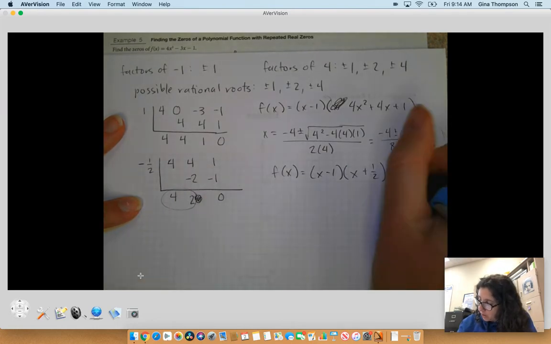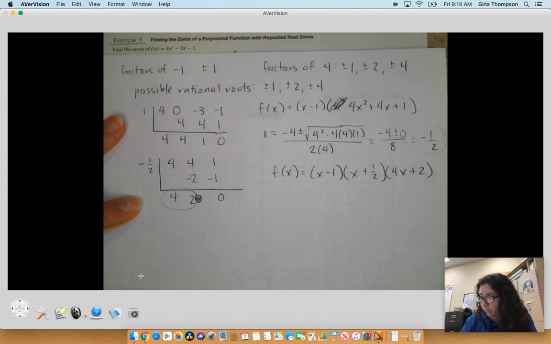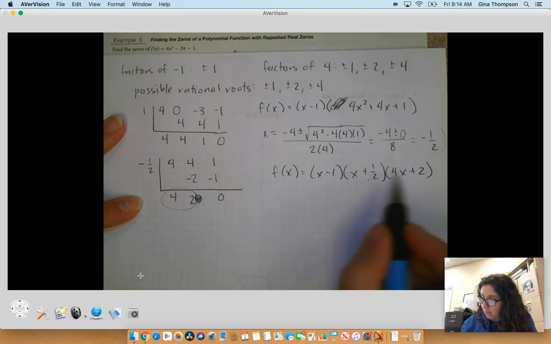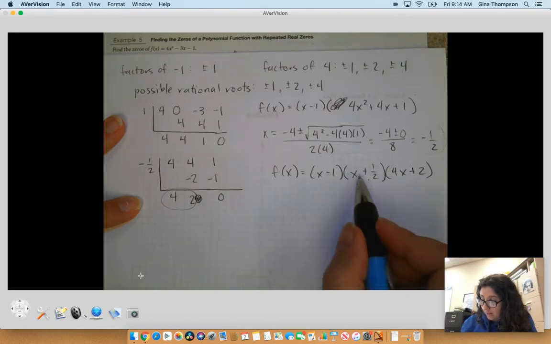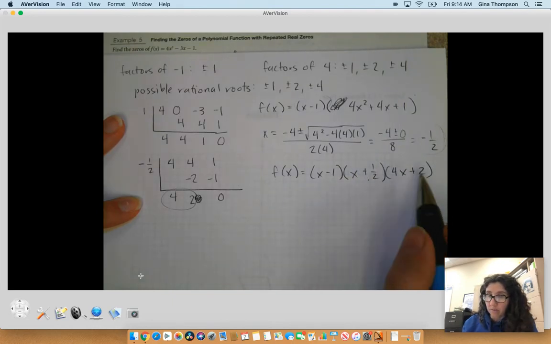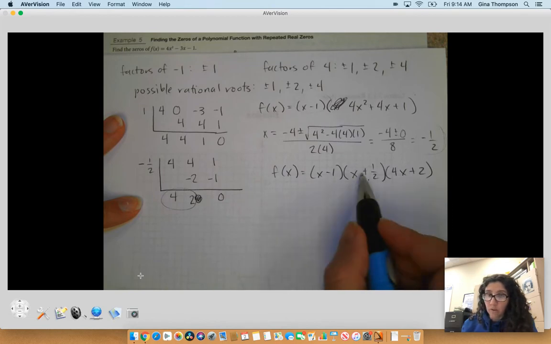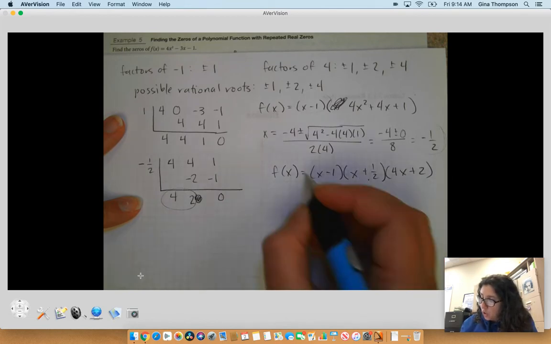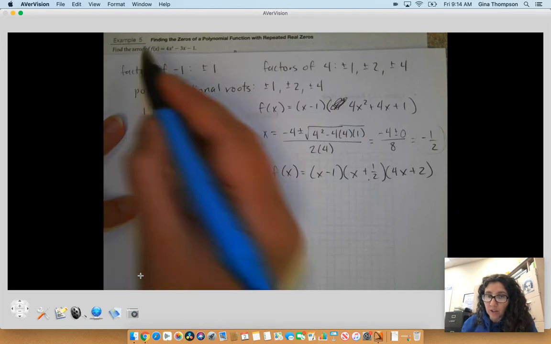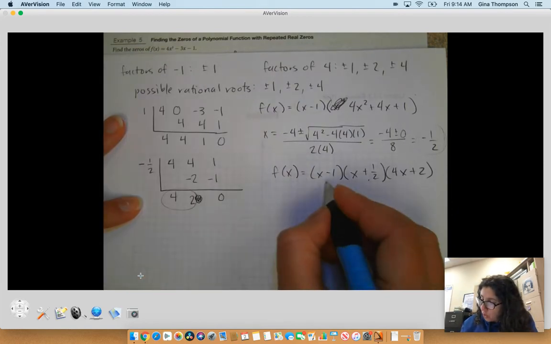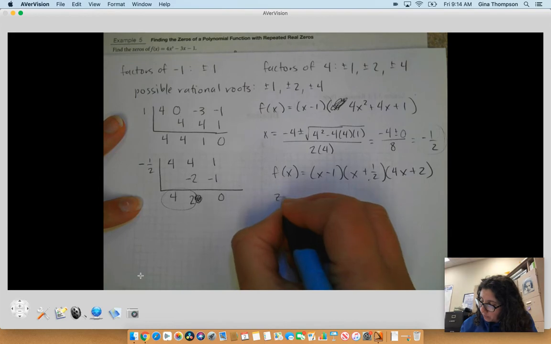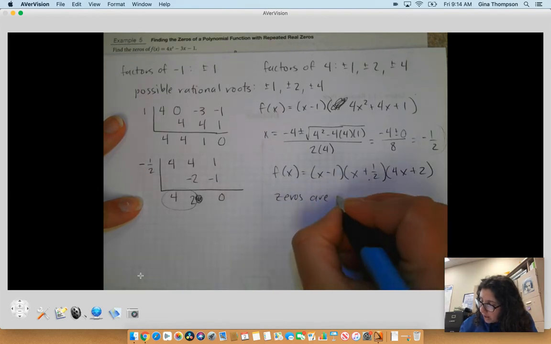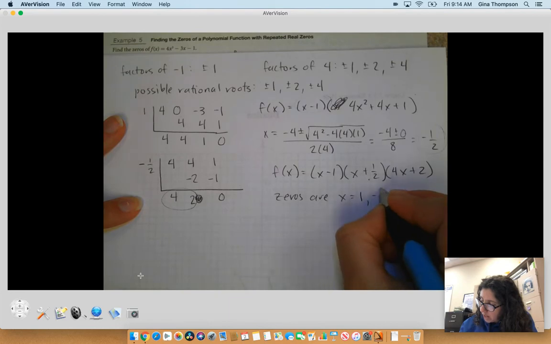And now we're left with 4x plus 2. Are these the same? Yes. If we put negative 1/2 in here, or negative 1/2 in here, they are both 0, right? So what was this question asking? It said find the zeros. Okay. So our zeros are going to be x equals 1, negative 1/2, and negative 1/2, right?